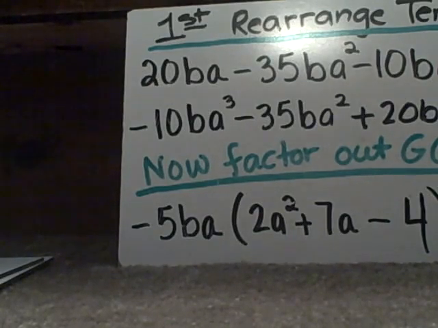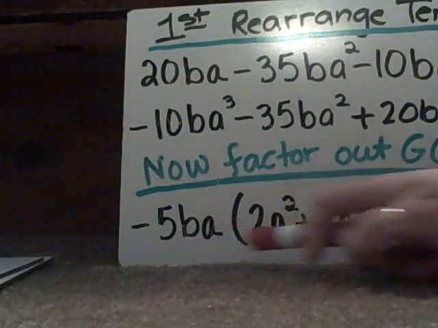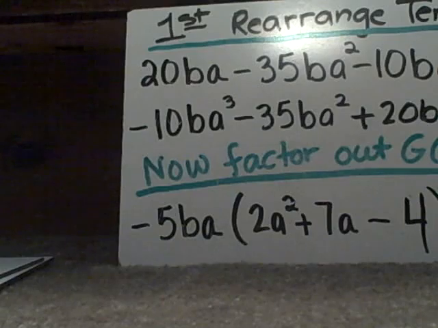Now I'm ready to factor out the greatest common factor. The greatest common factor is negative 5ba, because that's the thing that they all have. What's left is 2a squared plus 7a minus 4.